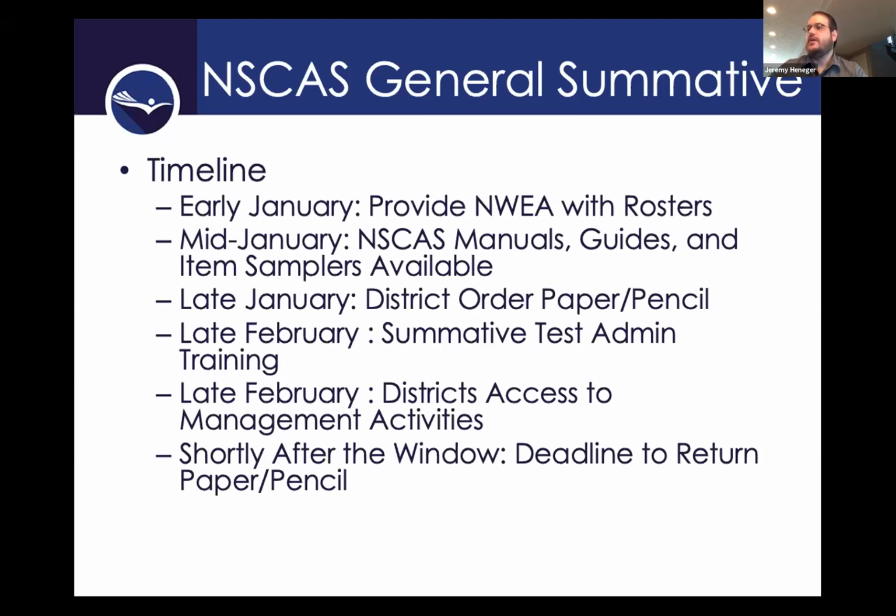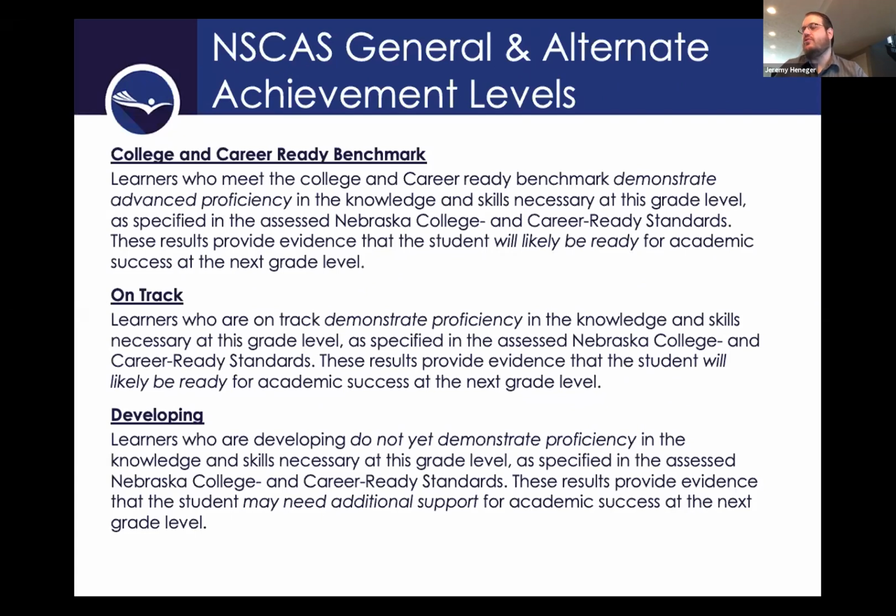A little bit of information here about general and alternate achievement levels. When a student takes a summative test, their score puts them into one of 3 categories: developing, on track, and college and career ready benchmark. Oftentimes people only associate that name with the student's performance on the assessment. It's really important to us that you also think about the definition, right? So no third grader is college and career ready.